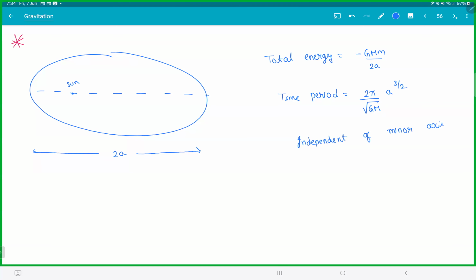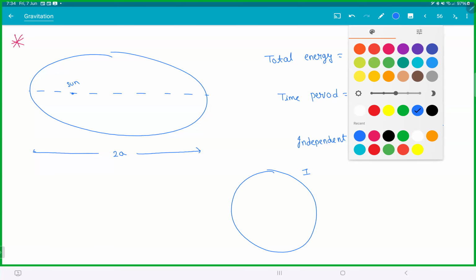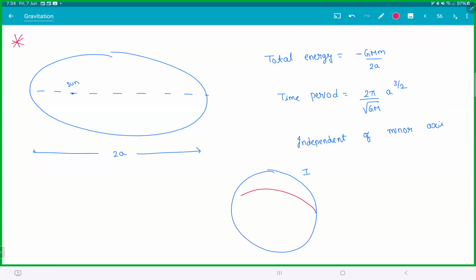So in the exam, they framed a question like this. They said there is a circular orbit, let's call it 1. There is an orbit 2. There is an orbit 3. Like this, there were 3 orbits. The question was who has more energy, who has more time period, arrange them in descending order.